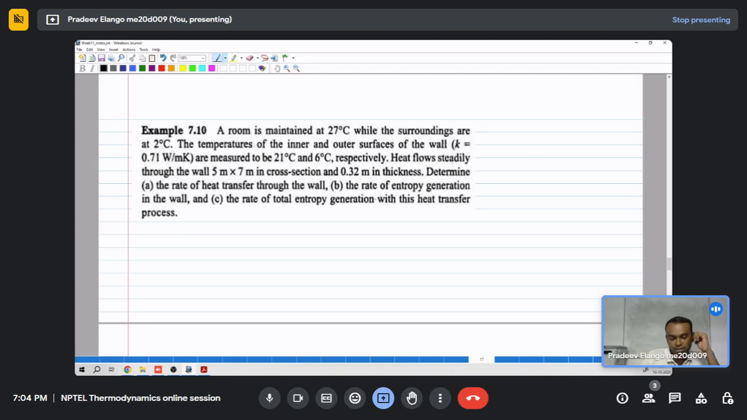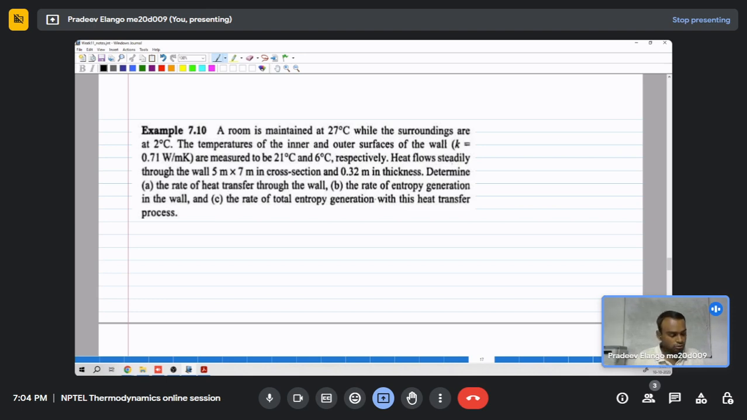A room is maintained at 27 degrees Celsius while the surroundings are at 2 degrees Celsius. The temperature of the inner and outer surface of the wall, with K equal to 0.71 watt per meter Kelvin, are measured to be 21 degrees Celsius and 6 degrees Celsius respectively. Heat flows steadily through the wall, 5 meter by 7 meter in cross section and 0.32 meter in thickness. Determine the rate of heat transfer through the wall, the rate of entropy generation in the wall, and the rate of total entropy generation with this heat transfer process.